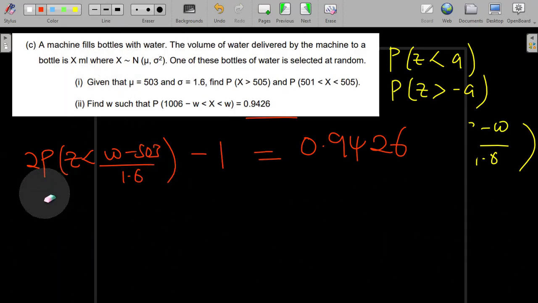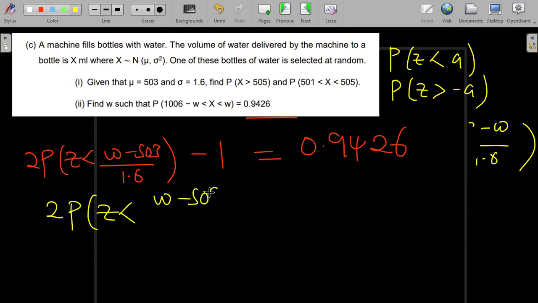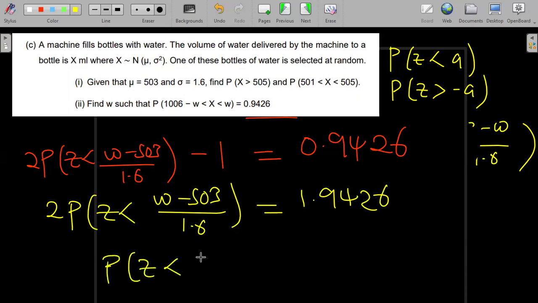So this will mean we have 2 times the probability of Z less than W minus 503 over 1.6. This one goes to the other side, so it will be 1 plus this, so that is 1.9426. Divide both sides by 2.